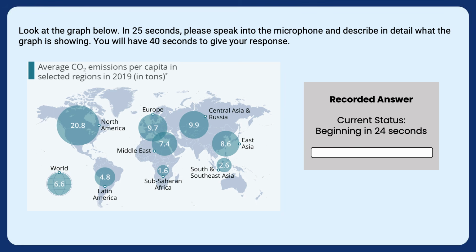Okay, let's do another one. This time we'll look at a map and we'll focus on active and passive sentences. Maps are a little less common, but still very important. Here's what it looks like. Let's read the title. It says, average CO2 emissions per capita in selected regions in 2019 in tons. What does per capita mean? Per capita means per person.